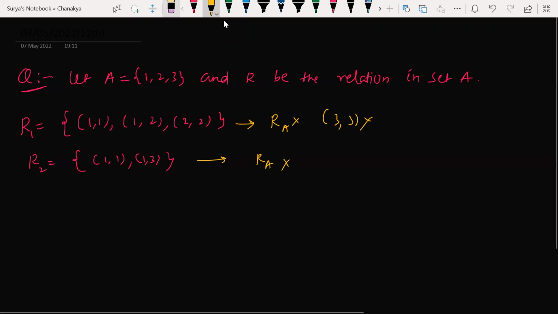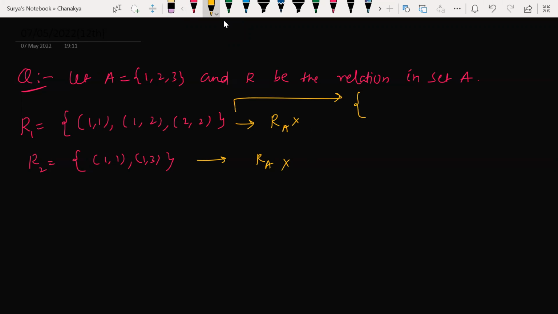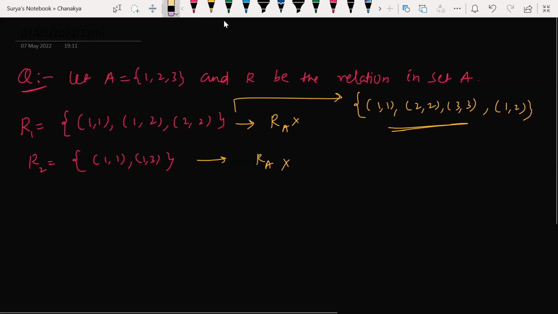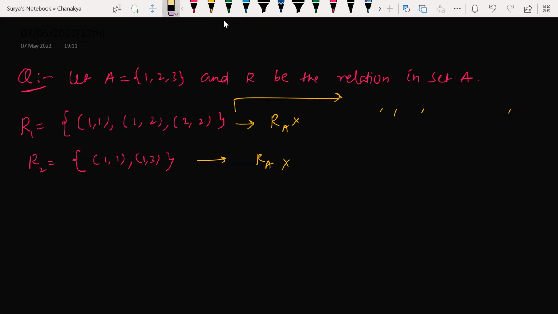Check, beta. In R1, (3,3) is missing. For making a reflexive relation, what is the condition? Doublets must be there. Okay. So (1,1), (2,2), (3,3), (1,2), then it would have been a reflexive relation. Correct? Here (3,3) is missing, right? In this relation, you don't have (3,3). That is the reason we are not saying this is a reflexive relation.